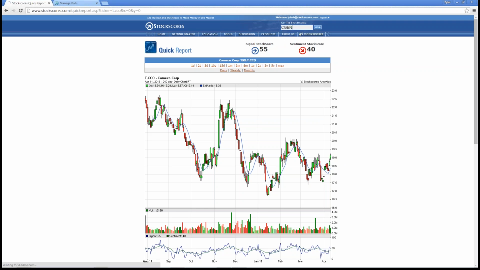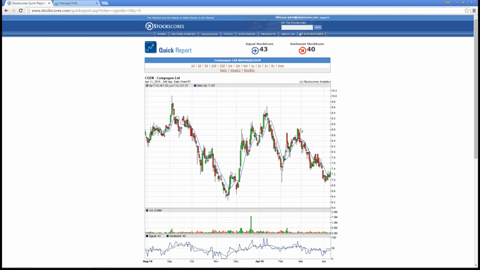CGen. Tops are falling from left to right. Stock I would avoid. Support right now, very tight, 690.